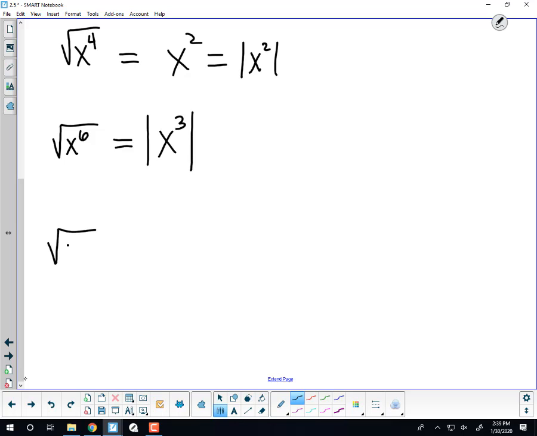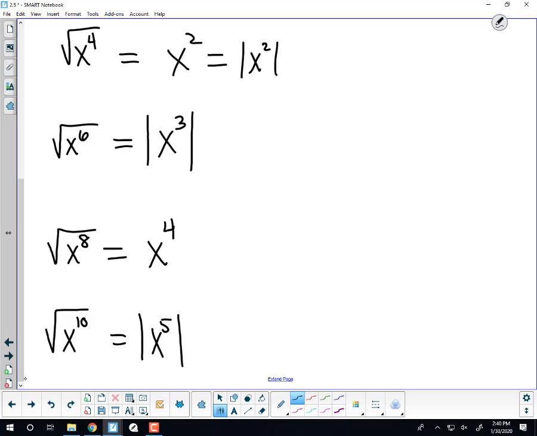What's the square root of x to the 8th? X to the 4th? Is x to the 4th always positive? Regardless of where x is, x to the 4th is always positive. One more, what's the square root of x to the 10th? Yeah, we need the absolute value again. Absolute value of x to the 5th.